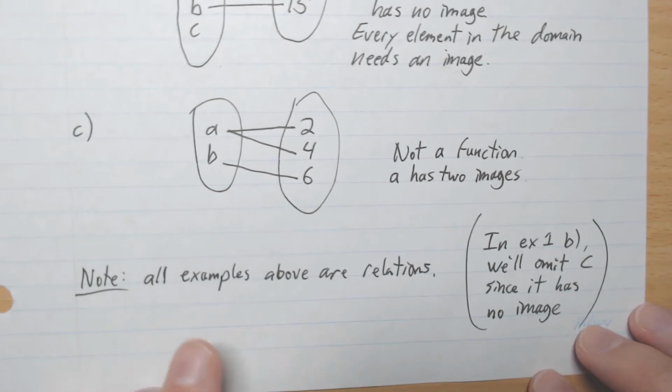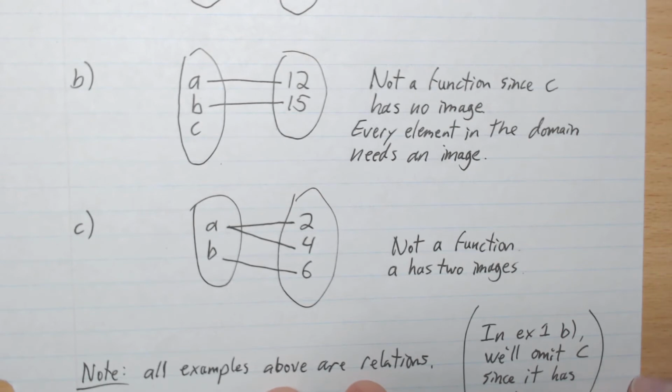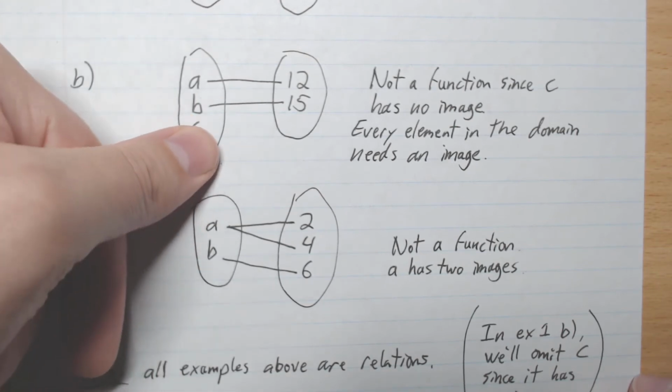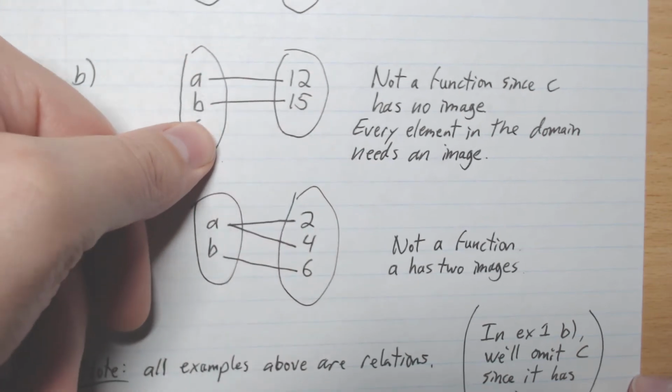So just a little comment, all the examples we saw are relations. And in example B, we would omit C because it's not being sent to anything. And in that case, it becomes a function if we omit C.